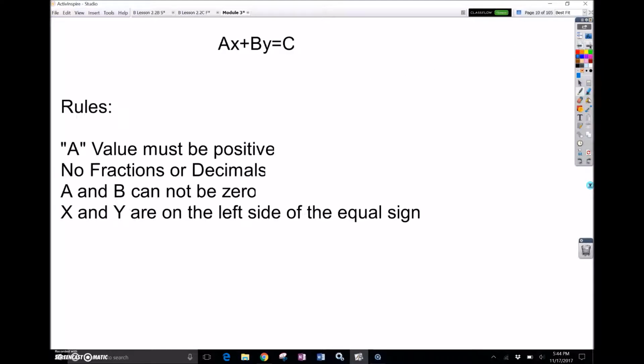There's a few rules that we need to look at in standard form. The a value, which is the coefficient of x, must be positive. There can never be any decimals or any fractions. A and b cannot be 0. And the x and the y must be on the left side of the equal sign. An example like that would be 2x plus 3y equals 12. Something like that would be a good example.